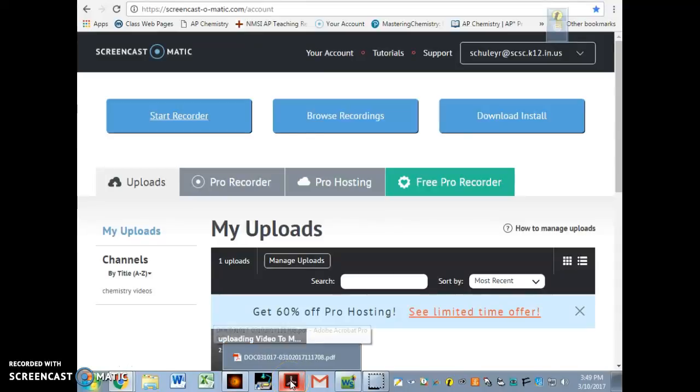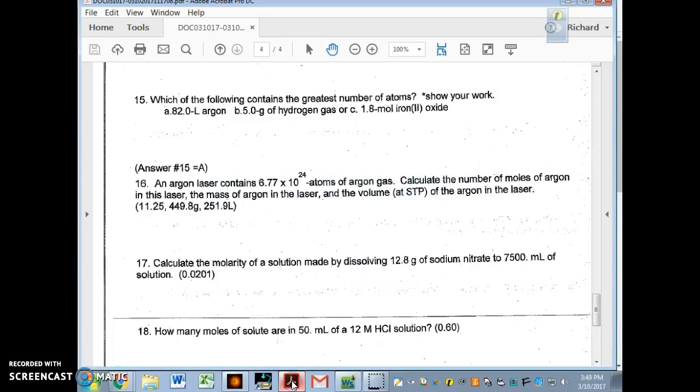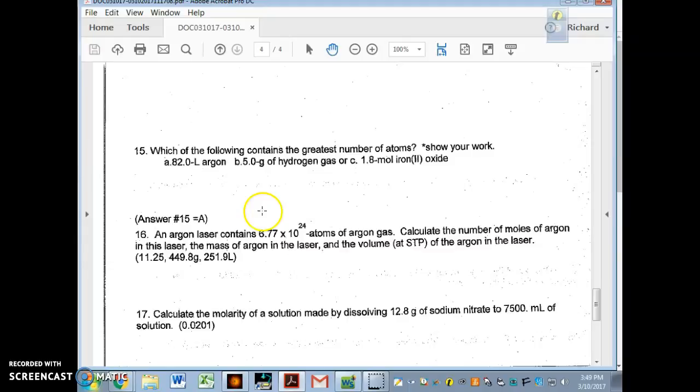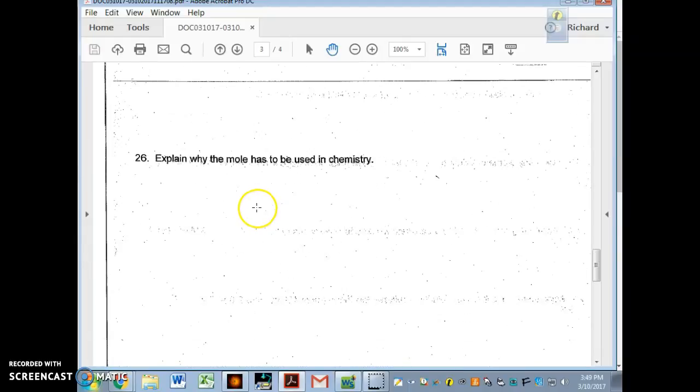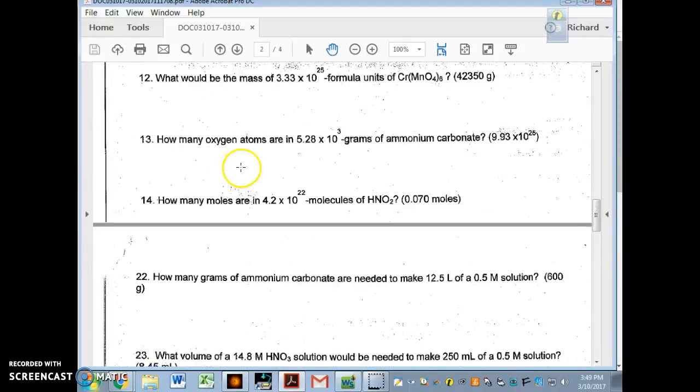All right, let's pick this up for round 3 today, and this will be, we hope, most of the rest of the problems, but if not, we'll pick it up. So I think our last problem was number 14, or 13, so we'll look at number 14 and ask how many moles are in 4.2 times 10 to the 22nd molecules of HNO3.